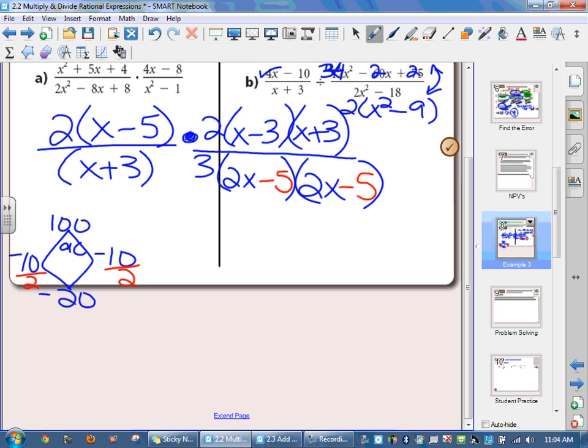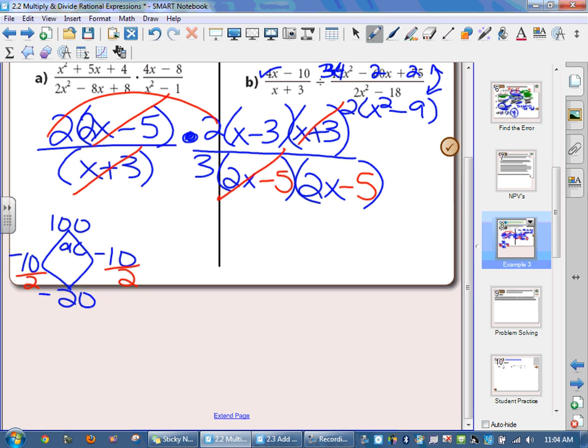So, 2x minus 5, 2x minus 5 disappears. Your x plus 3, your x plus 3 disappears. Nothing else disappears. So now you're going to have left over 2 times 2 gives us 4. And on the top, you've got an x minus 3 left over. On the bottom, you're going to have a 3 left over and your 2x minus 5.